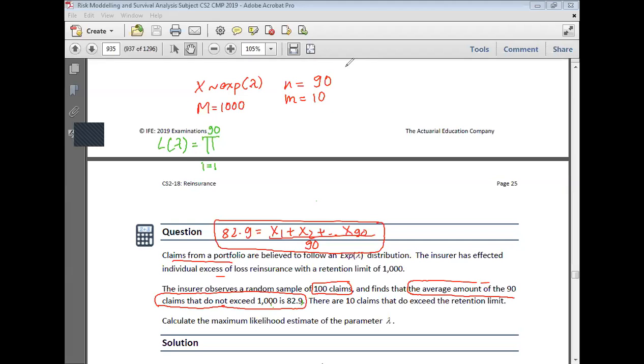Yeah, so it is an exponential distribution. So after the pi, we will write lambda times e to the power minus lambda xi.